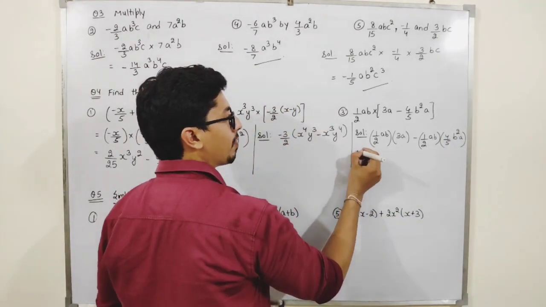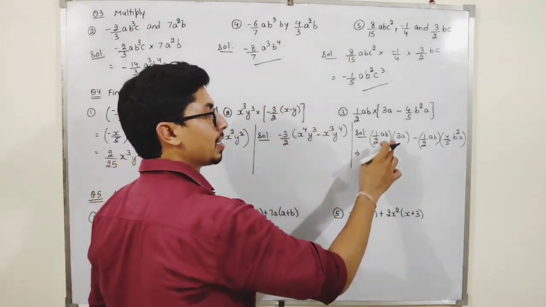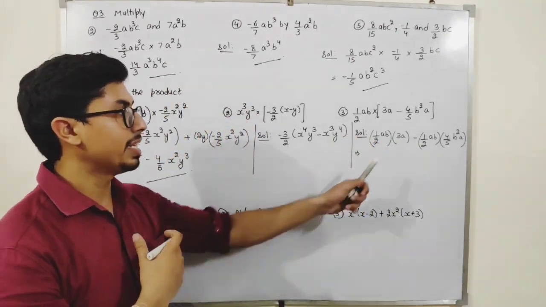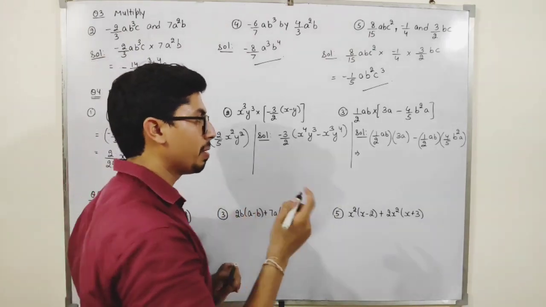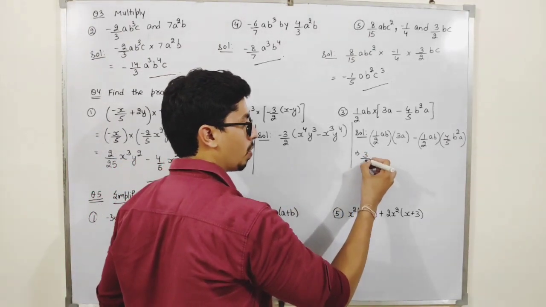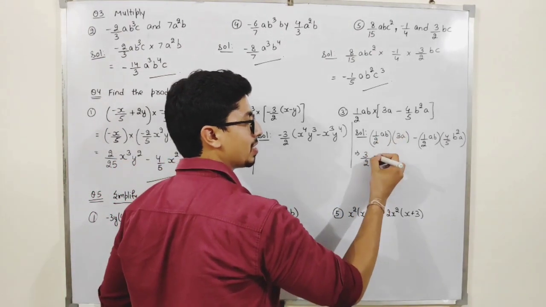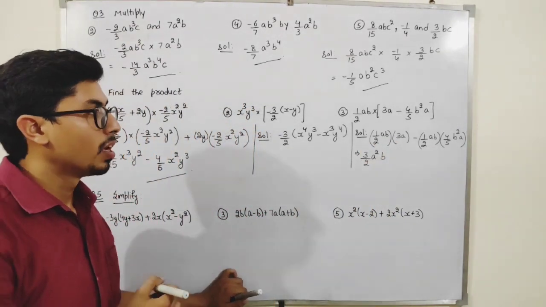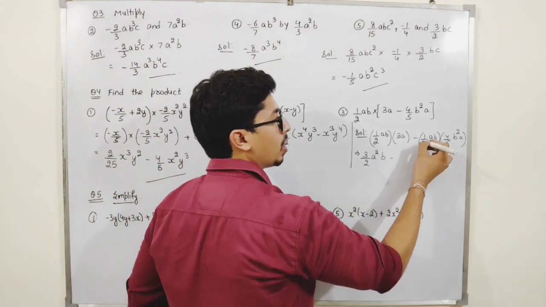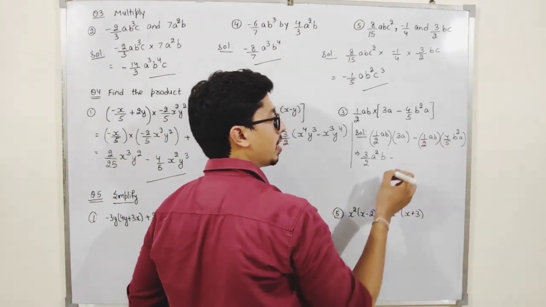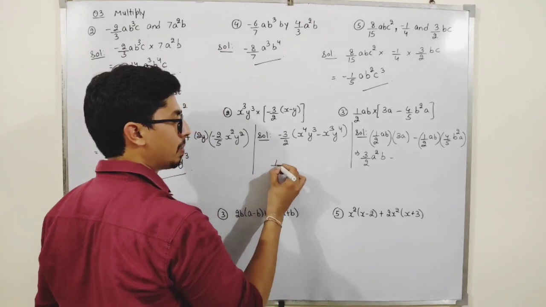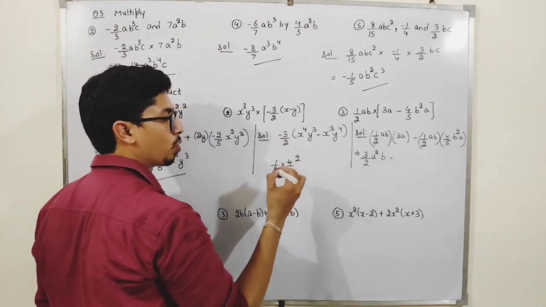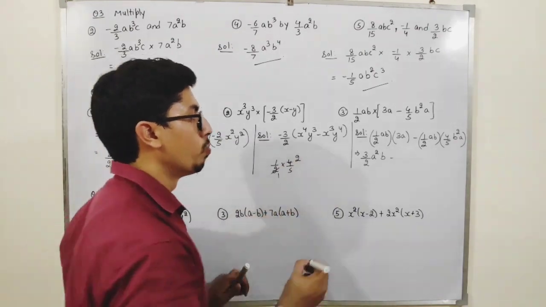Okay, so see what will be the final answer, students? 3 by 2, because 3 into 1 by 2, I have to multiply 3 by 1 by 2, so it will be 3 by 2. Now, a into a is a square and this b as it is. Okay. Now, similarly, students, see, if I just multiply these two, 1 by 2 and 4 by 5, so 2 ones are 2, 2 twos are 4, so it will be 2 by 5 now.